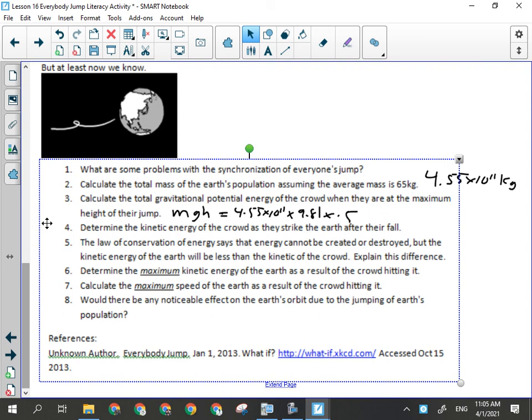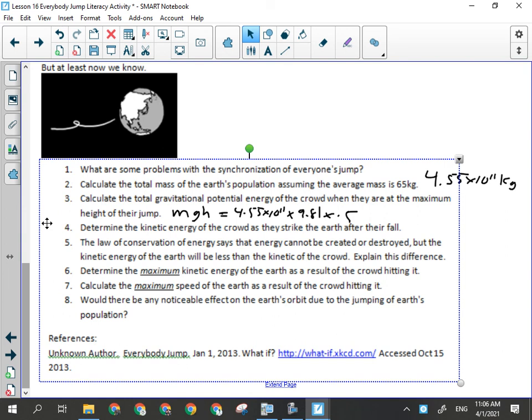Law of conservation of energy says that energy can't be created or destroyed, but the kinetic energy of the earth will be less than that amount, because the earth is not a rigid ball. When people land, they're going to compress the ground, there's going to be sound, there's going to be heat. It's not all going into moving the earth. But just for argument's sake, we're going to say all of it ends up going into the earth. So we've already determined the maximum kinetic energy of the earth as a result of the crowd hitting it.